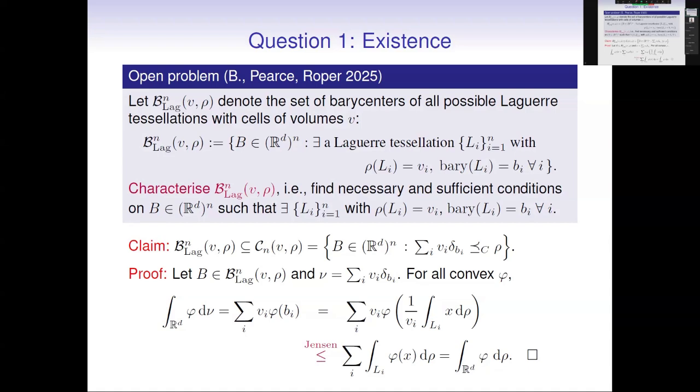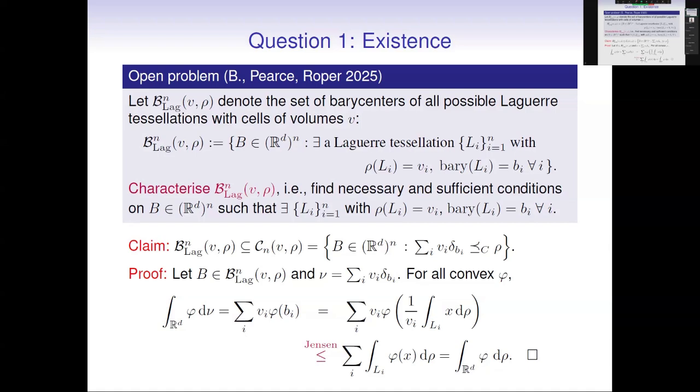So B_n^lag is a subset of this convex set. But it's really a strict subset. It's not the whole set. It's not convex. And I guess you can see that because in this proof, we didn't actually use anywhere that L_i is a Laguerre tessellation. If you took any tessellation with cells of volume v_i and barycentres b_i, the proof goes through. So we just use that b_i is a barycentre of L_i, and in the last line we use that L_i is a tessellation, and we also use that these cells have volume v_i. But that's it. So actually, C_n includes all tessellations, not just Laguerre tessellations. The boundaries don't have to be flat, they can be curved.